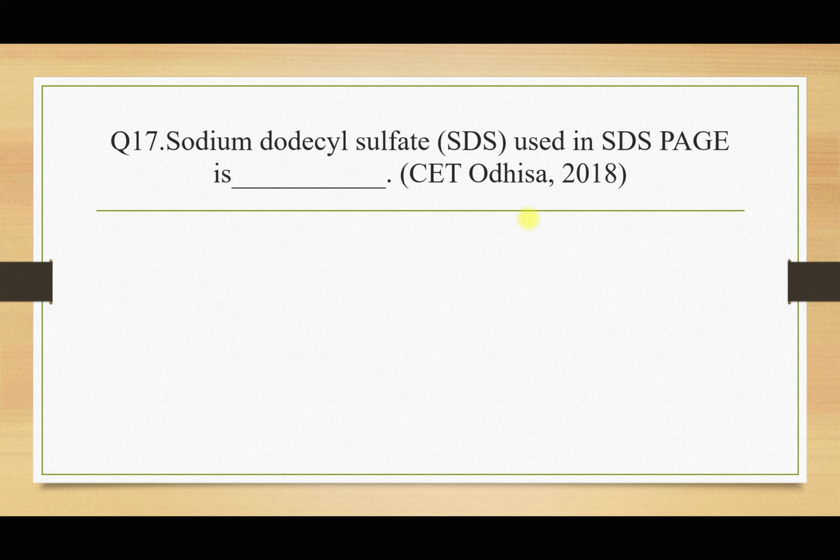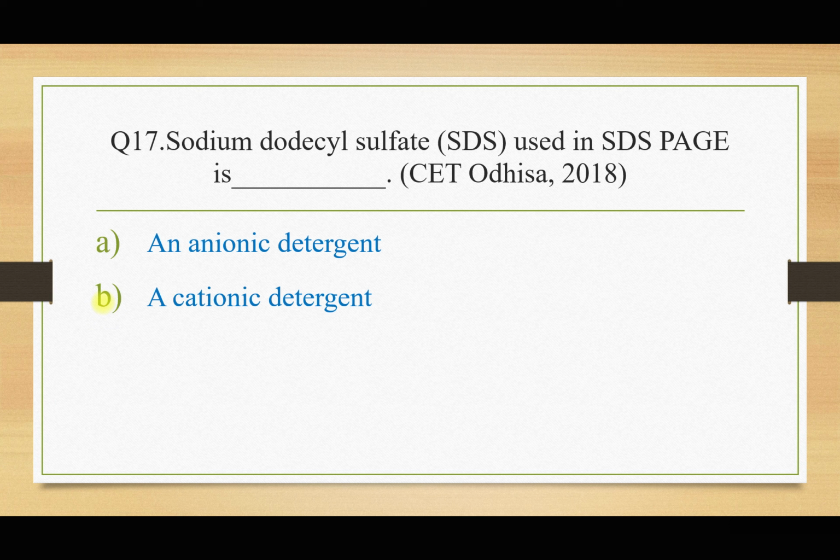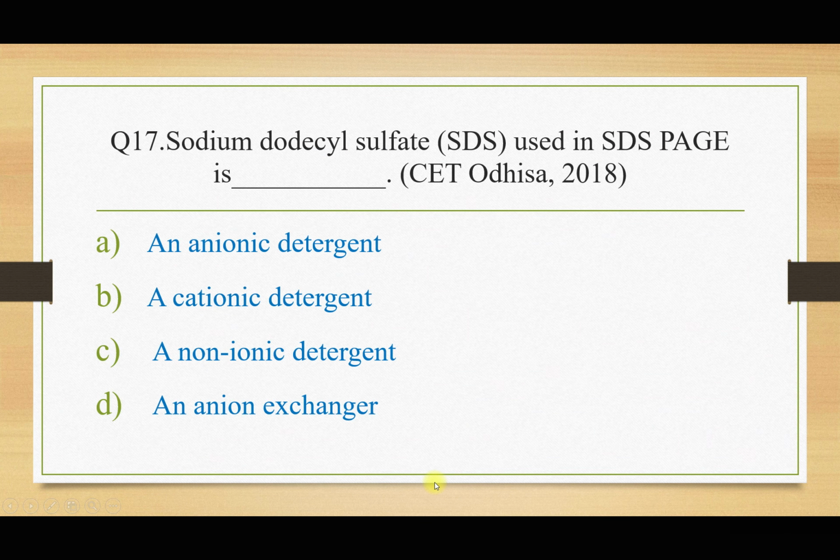Question number 18. The sodium dodecyl sulfate, SDS, used in SDS PAGE. It is a very simple, straightforward question, but it has been asked in the CUET exam, Odisha exam 2018. A, an anionic detergent, B, a cationic detergent, C, a non-ionic detergent, and D, it is an ion exchanger. So I hope you have guessed it correct.